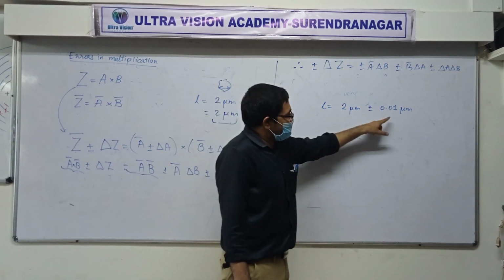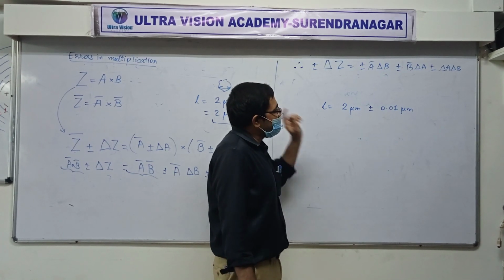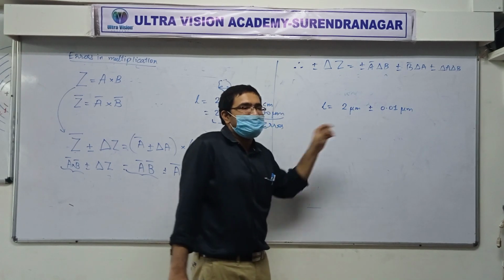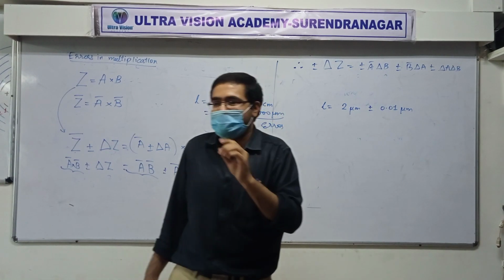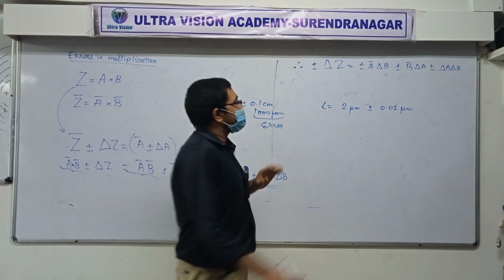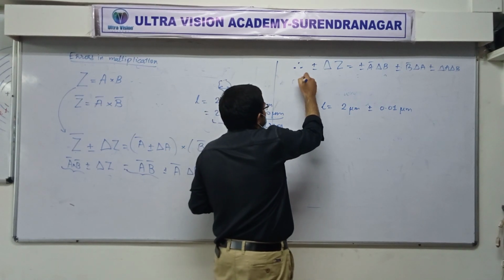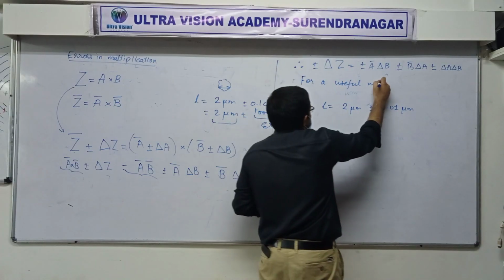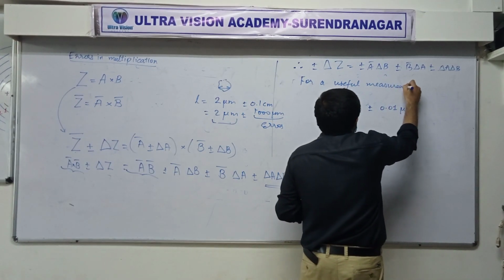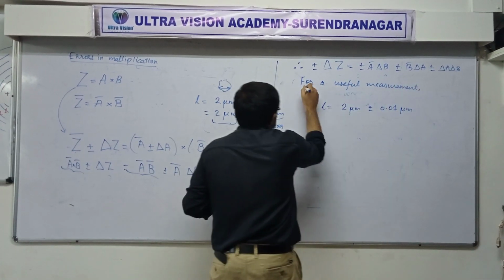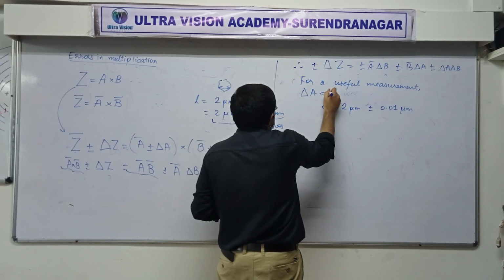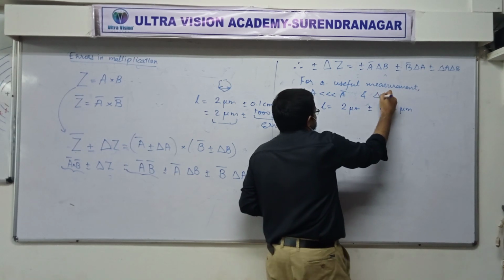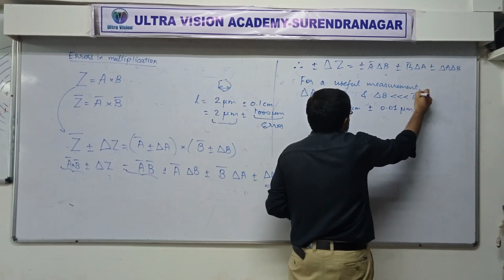So look at a good measurement. Like I was saying, in a good measurement, the error is quite small compared to the measured value. So, for a useful or a good measurement, it is necessary that delta A is much smaller than A bar and delta B is also much smaller than B bar.